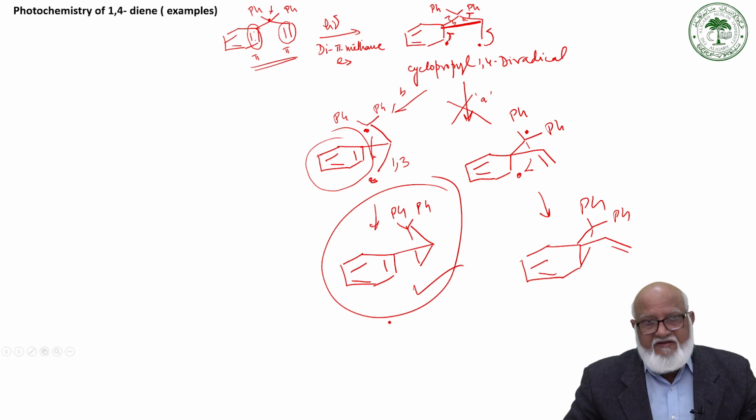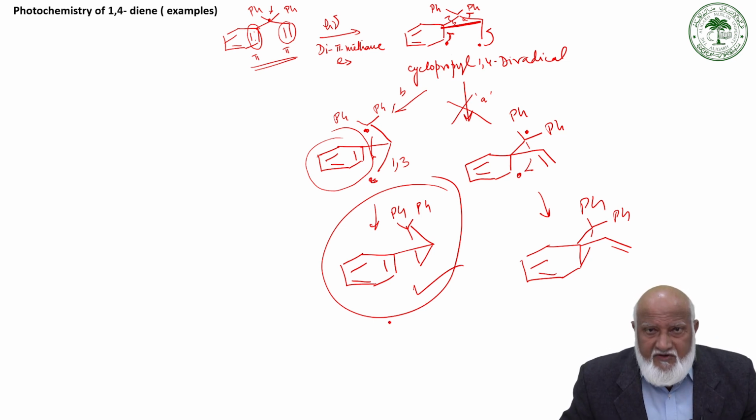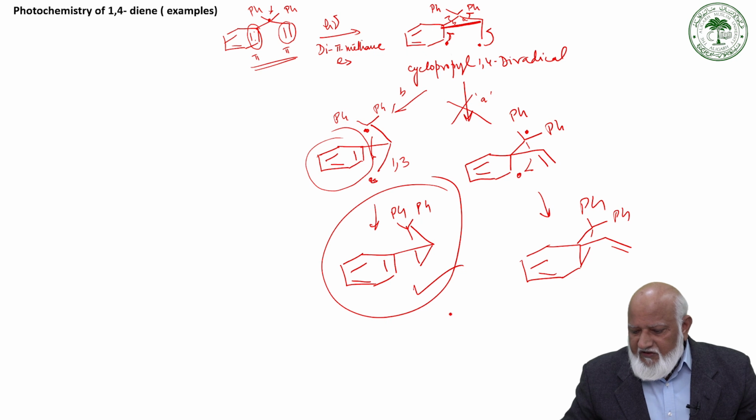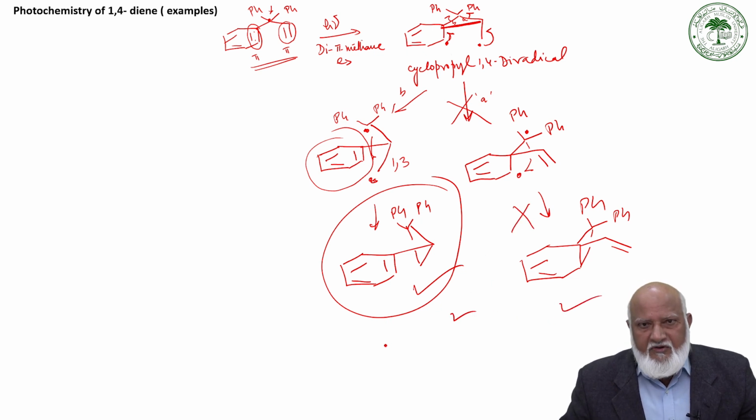So, as we have mentioned, the di-pi-methane rearrangement is a very good rearrangement, in the sense that out of the possibility of these two products, this product is formed exclusively because of the stability of the radical, the stability of the generation of the ring, and so on and so forth.